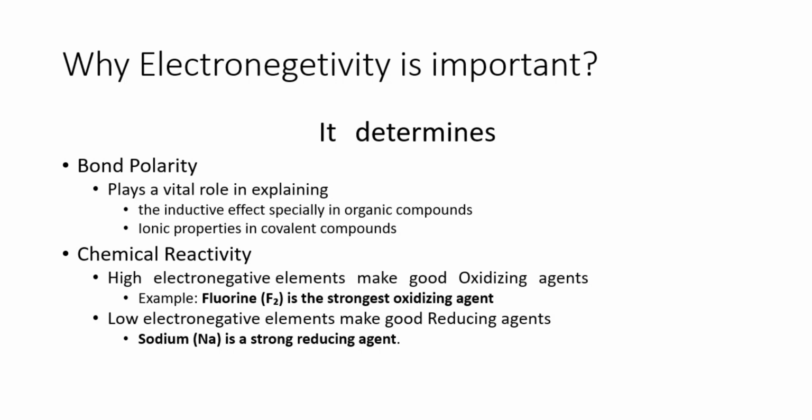Additionally, we can see that highly electronegative elements make great oxidizing agents. For example, fluorine, F2, is the strongest oxidizing agent. And low electronegative elements make good reducing agents. For instance, sodium is a strong reducing agent. Besides, the hydrogen bond, which is very crucial in various biological processes, is also influenced by the electronegativity of atoms.